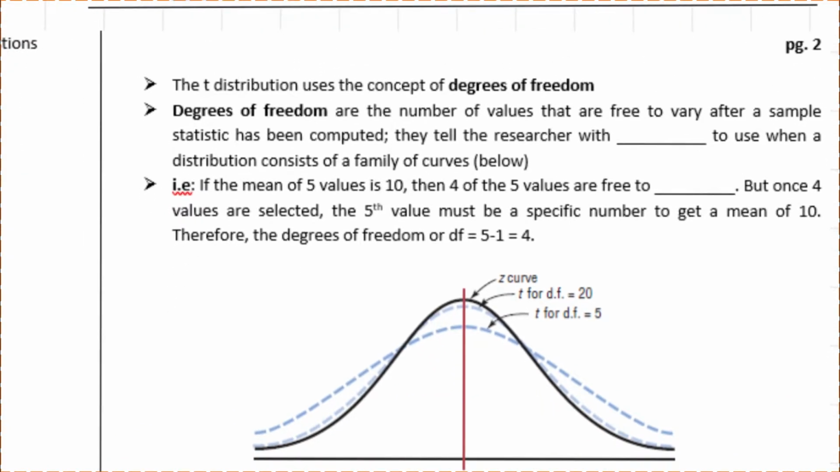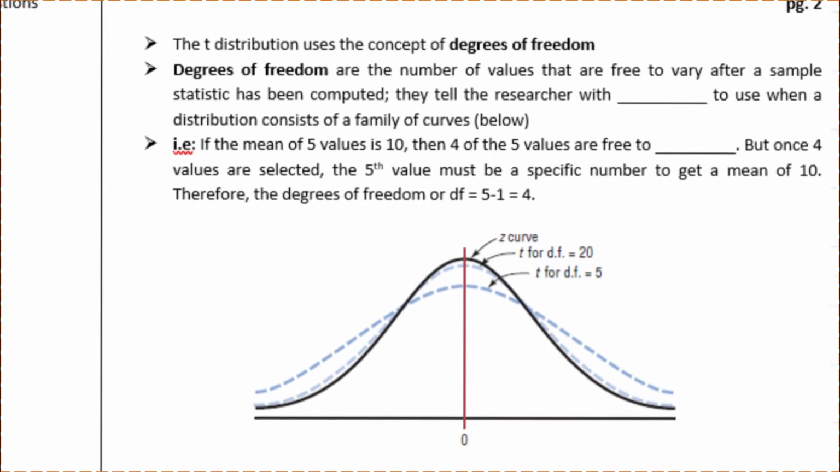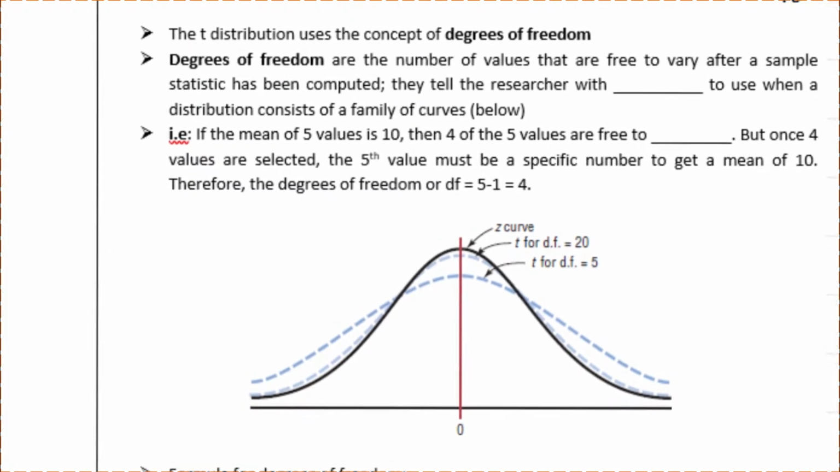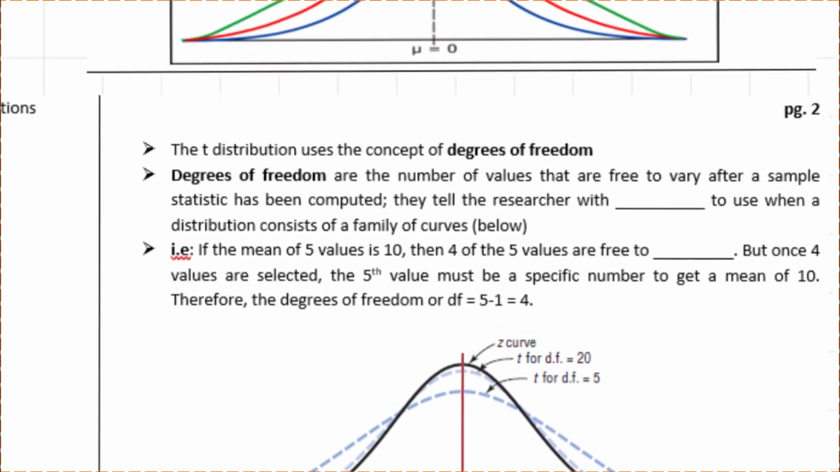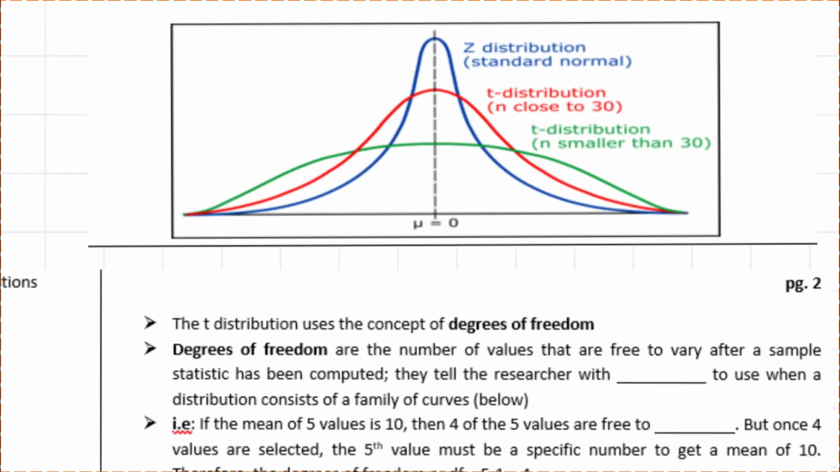The t-distribution uses what we call degrees of freedom. Degrees of freedom are basically numbers that are free to vary after a sample statistic has been computed. These numbers are important because the degrees of freedom tell you which t-curve to use. The t-curve is a family of curves, and depending on the scenario, they tell you which one to use, because these t-curves are remarkably different from each other. So you want to make sure you use the right one for your calculation.